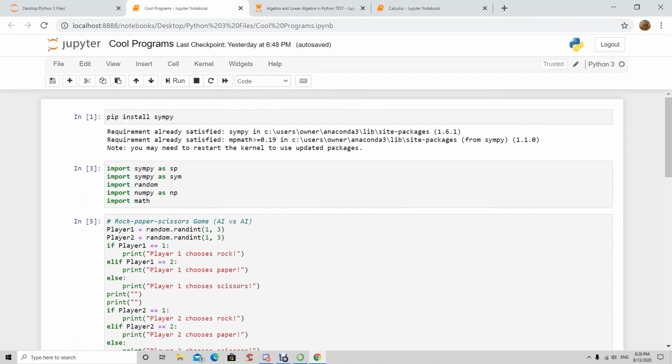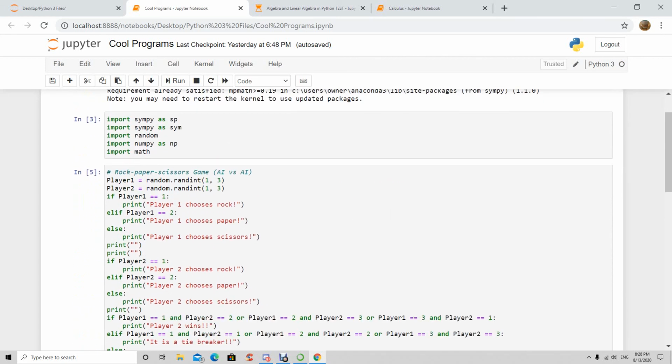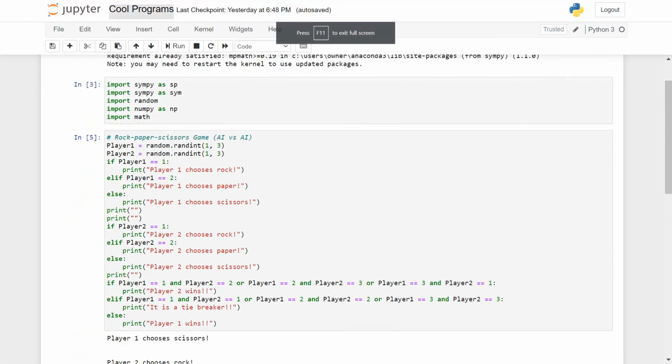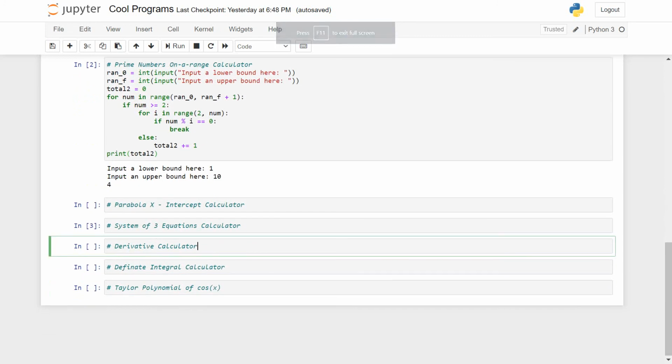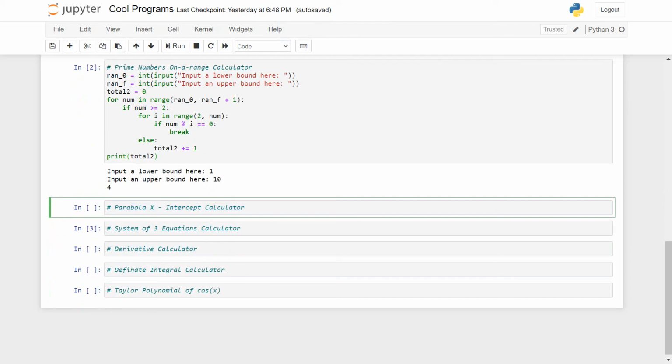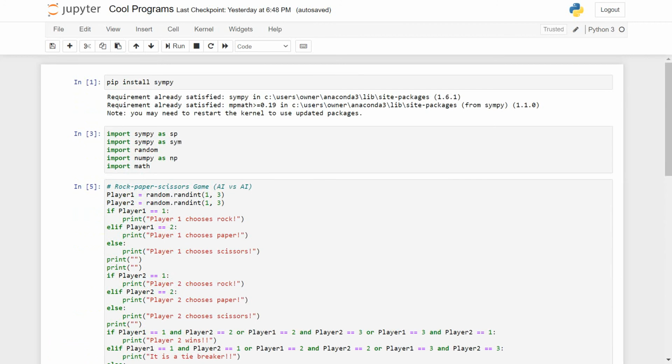Okay, welcome back everyone. So today we are on our cool programs tab here again, and today we are going to be working on some of the other programs. I'm not sure how many we're going to finish, but we'll finish however many we finish today. So let's just recap on what we've done.